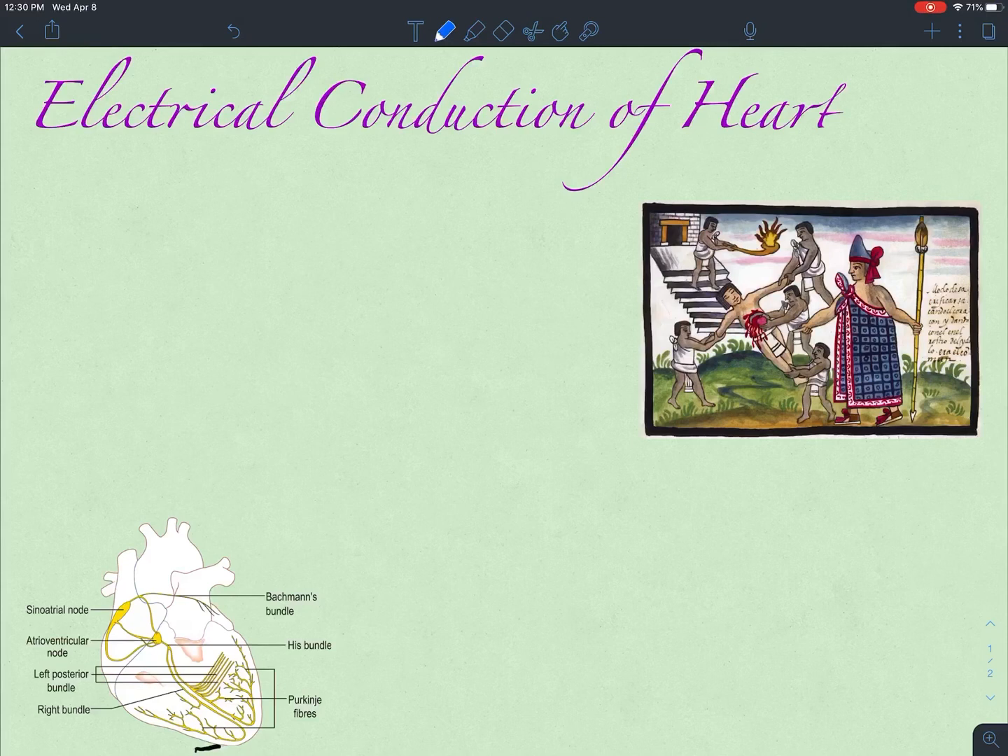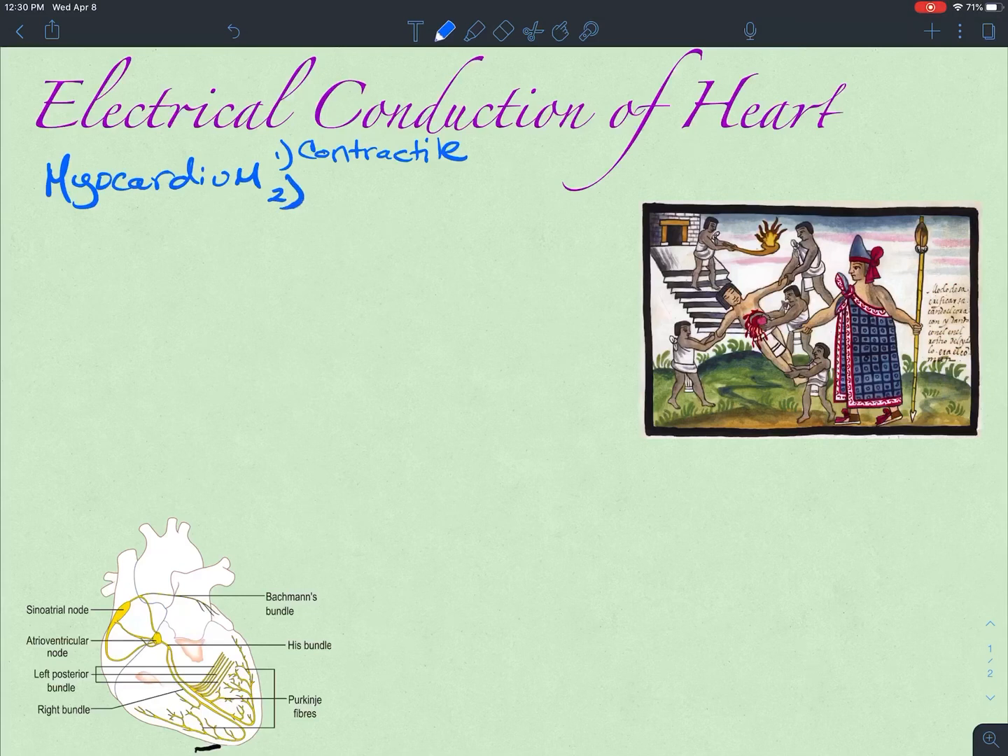Okay, so the myocardium is the heart muscle. And the myocardium has two sets of cells. The myocardium has contractile cells, which are the workhorse of the myocardium, if you will. They are what are causing the shortening of the myocardium, or the contracting or pumping action of the myocardium.